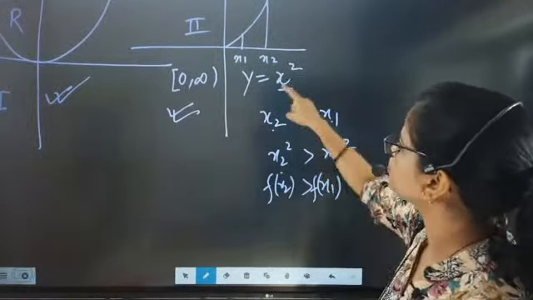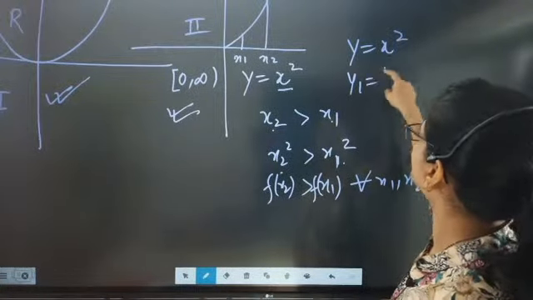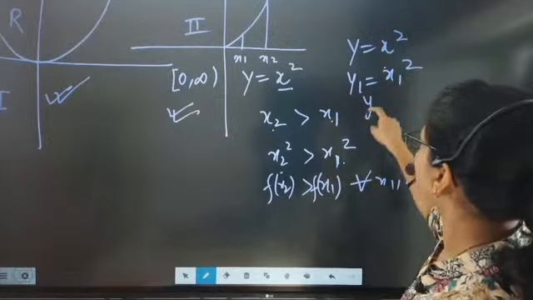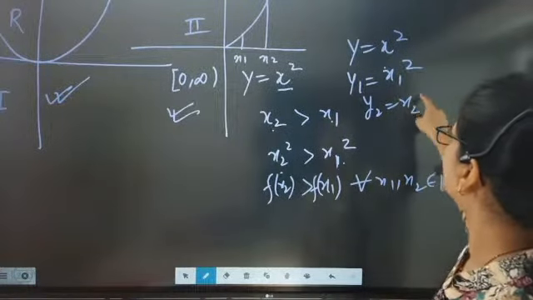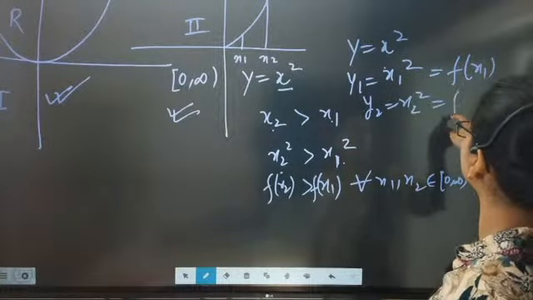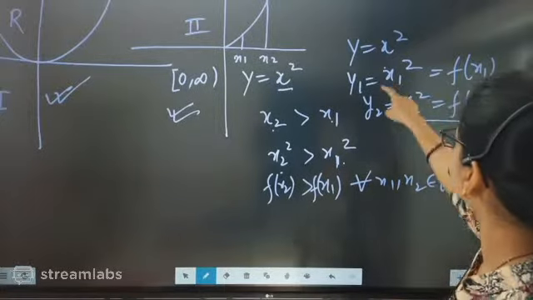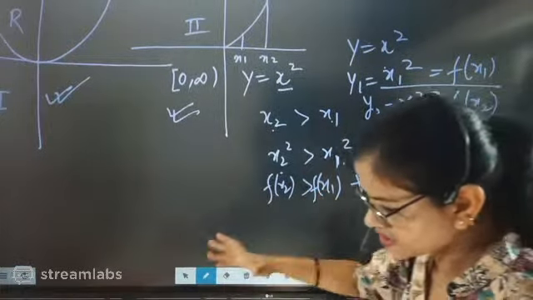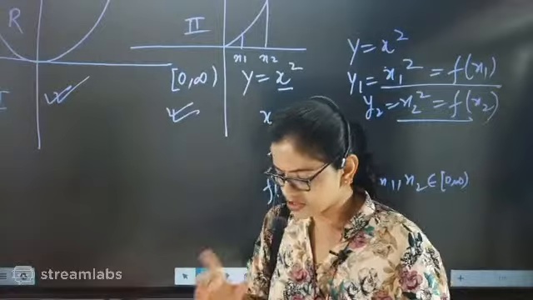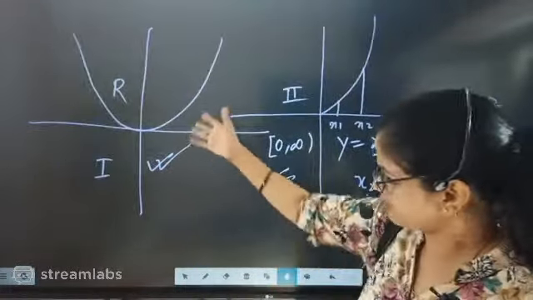Once I squared, you know that when y is equal to x square, then y1 will be equal to x1 square and y2 will be equal to x2 square. So y1 is nothing but f of x1 and y2 is nothing but f of x2. So 100% this part will be greater than this part. Proved. I will not say anything else. I will just prove it. So it is strictly increasing. Absolutely correct.